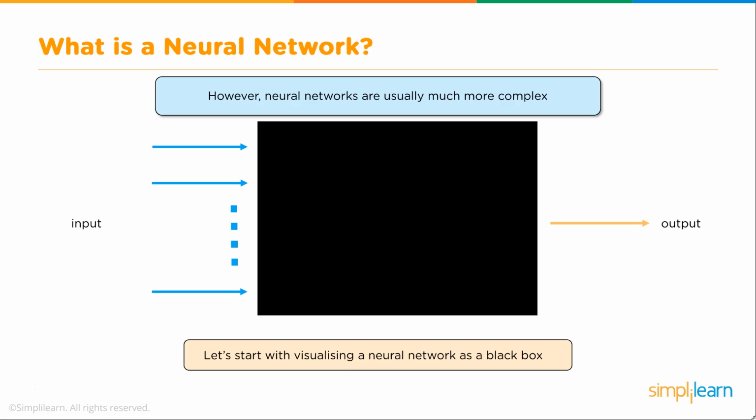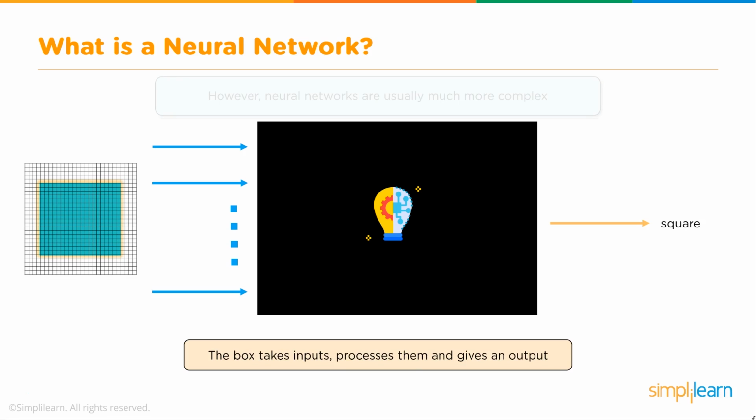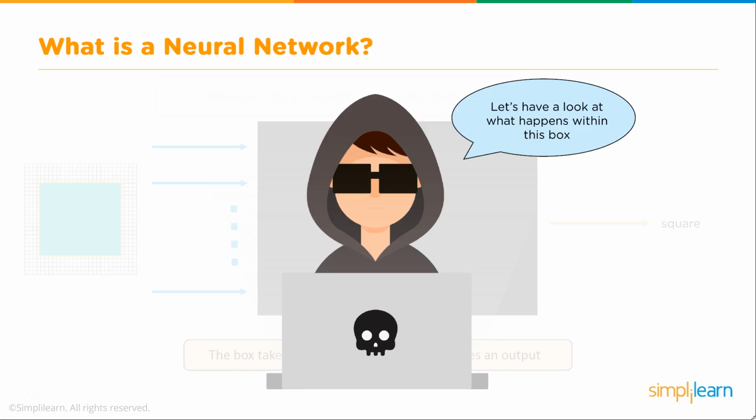Let's start with visualizing a neural network as a black box. And I always love that symbol. It's a black box. It's kind of magical. We have our inputs coming in, and we want certain outputs. The box takes inputs, processes them, and gives an output. Let's have a look at what happens within this box. And you can see me there in my secret agent getup. I got my hidden hood and everything. I guess I'm part of the Black Skull or something like that group. So let's take a look at what happens within this magic box.